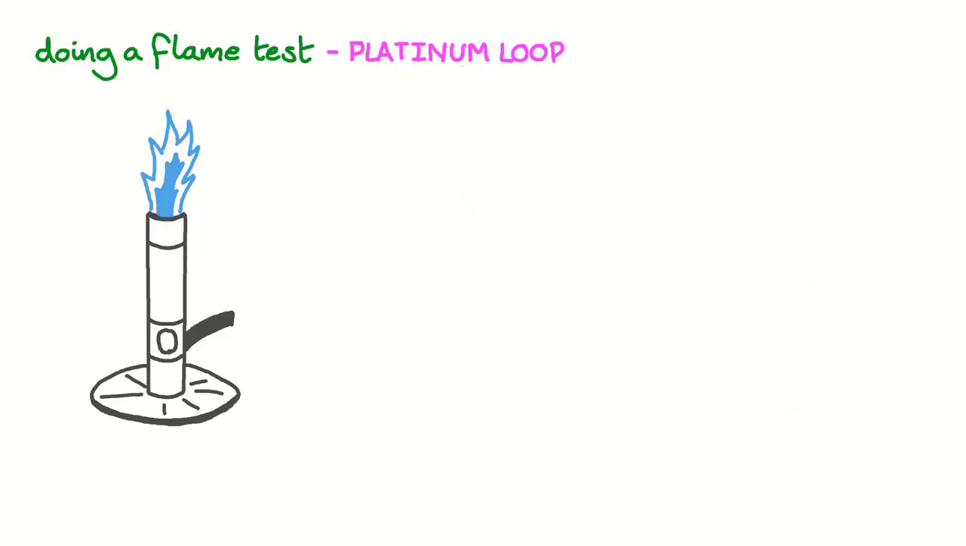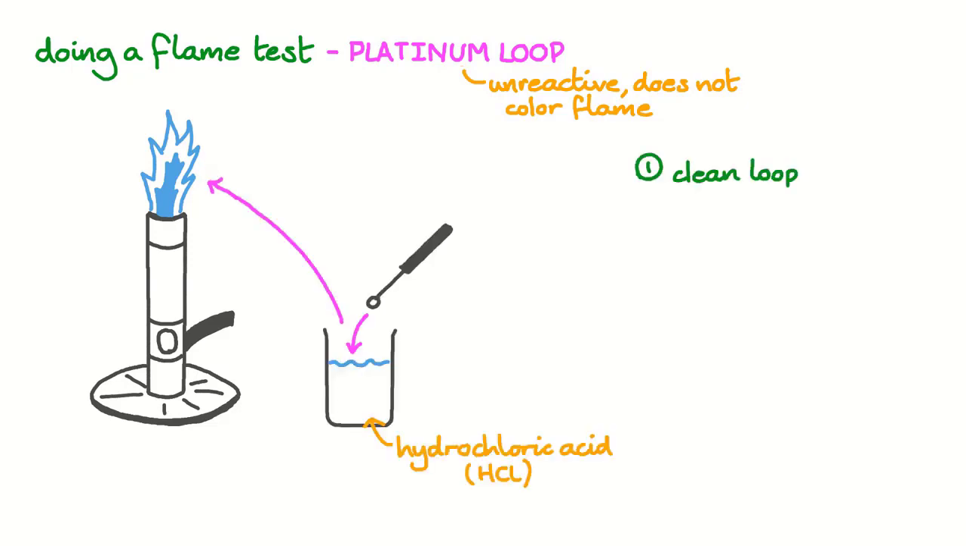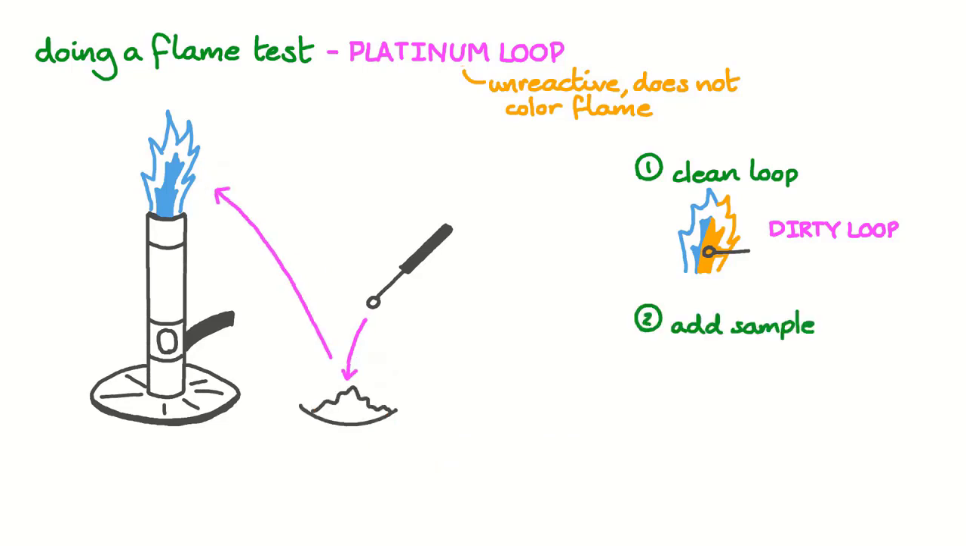There are many ways to do a flame test, but one of the simplest is the use of a platinum loop. A loop of platinum wire is very unreactive and does not colour the flame. In the first step, the loop is repeatedly cleaned with hydrochloric acid and put in the flame until all contaminants are removed. It's easy to tell when this has happened because putting a clean loop in the flame will not change the colour of the flame.